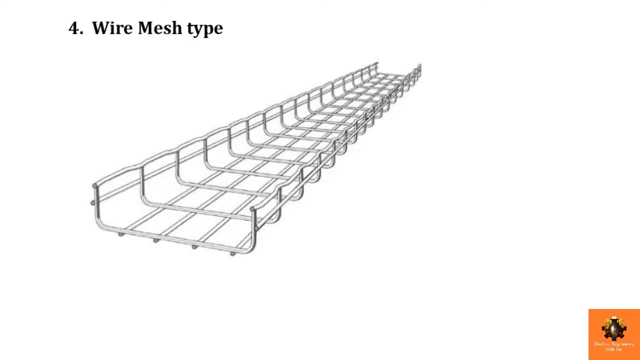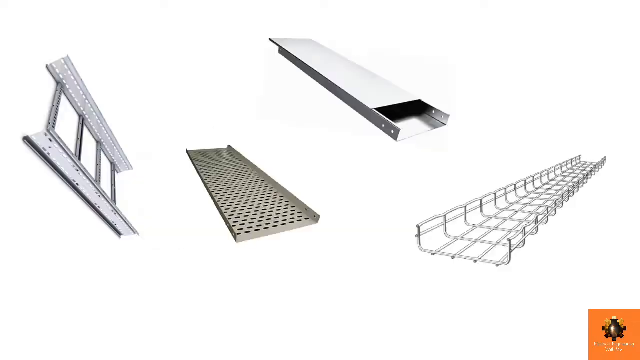This cable tray is also called a basket cable tray because it looks like a basket. These cable trays are made of stainless steel wires, and mainly they are used for low voltage systems like telecommunication and fiber optic cables. Clear? To pass the fiber optic cables and telecommunication cables. So these are the 4 types of cable trays that we have discussed here.